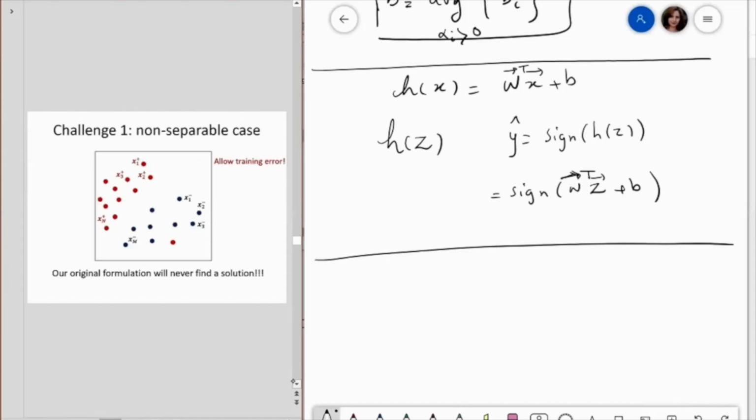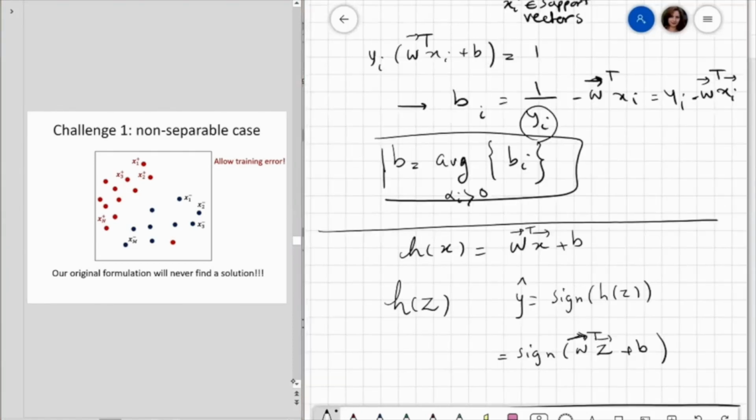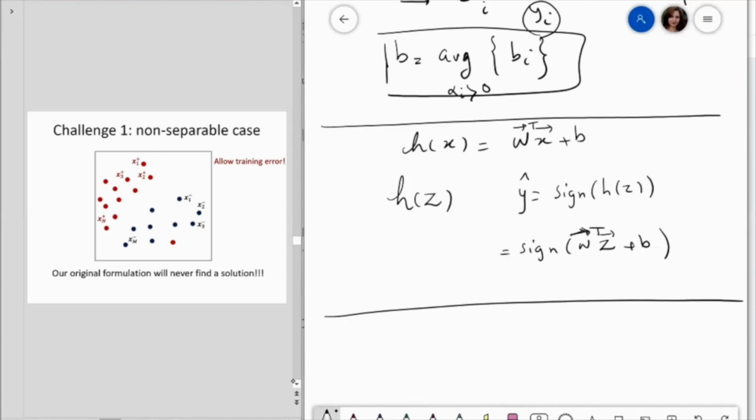So this is how our SVM works, but there are some challenges with the linear SVM that we have. The first challenge is the non-separable case. So for whatever we have seen so far with the objective function and everything, we made sure that our classes are separable, meaning that if I have a line, I have one class on one side of the line and the other class on the other side of the line, right?